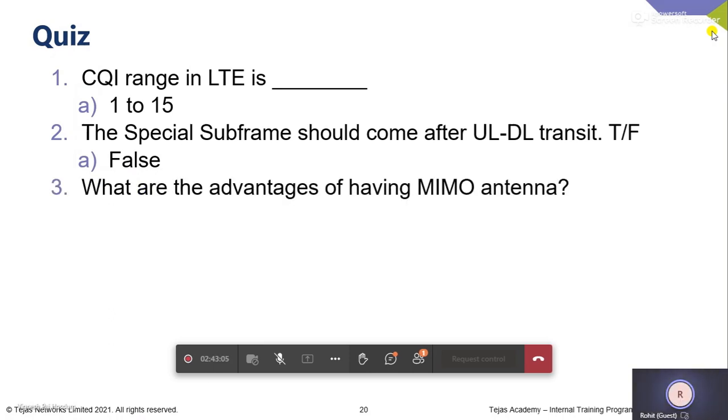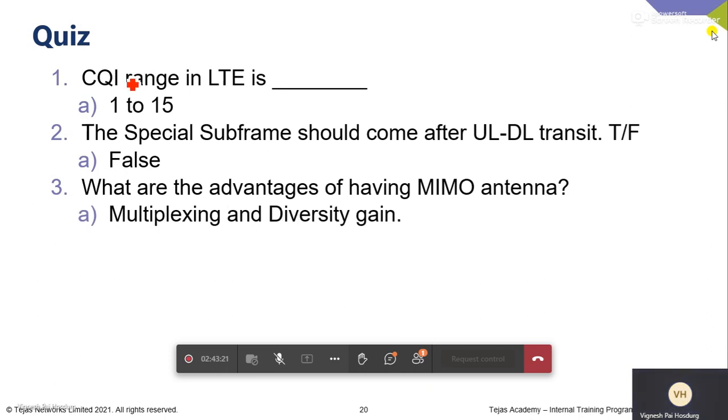What are the advantages of MIMO antenna? So what gain do we get? Higher data rate. Yes, diversity gain and multiplexing gain, excellent. So basically we are looking at two gains in MIMO: MIMO will have multiplexing gain and also diversity.